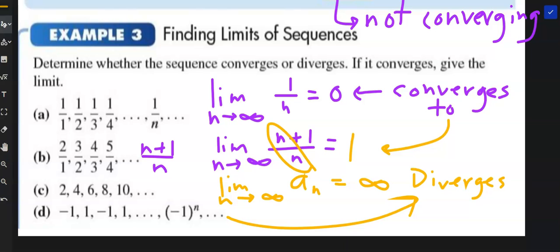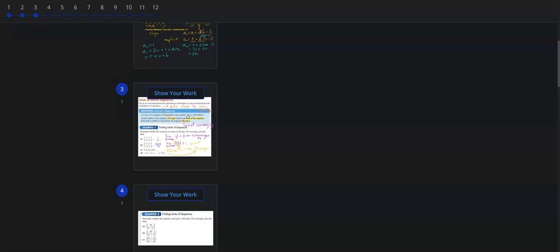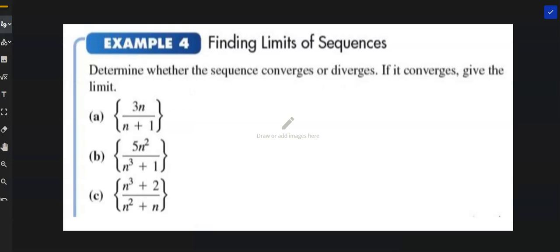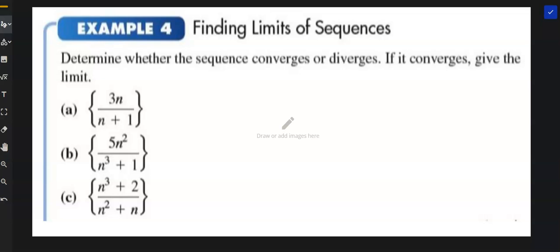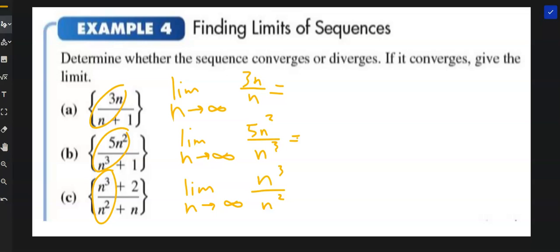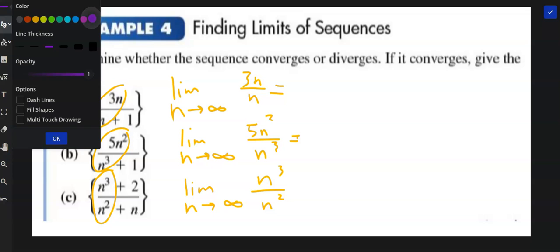So we've got converge and diverge. Do these really quickly. You should be taking the limits of these fractions, reducing them if possible, and seeing what happens. That's what you should be focusing on right now. Okay, so what's going on with the first one?